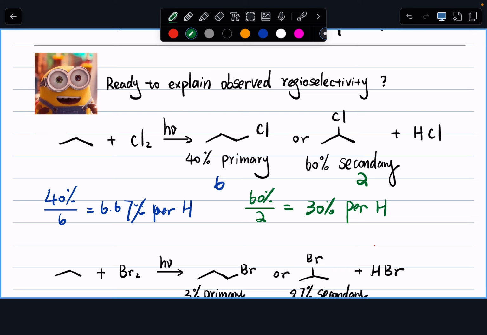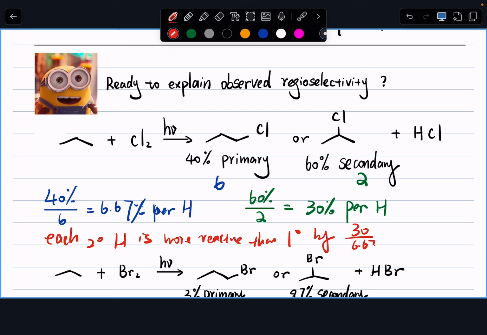Or the other way to put it is, in chlorination, each secondary hydrogen is more reactive than primary hydrogen by about, well, 30 divided by 6.67, that's 4.5 times. So it sort of fits our expectation, right? We're thinking about in chlorination, the secondary radical is more stable than the primary radical by about 3 kilocal per mole. So maybe it's only thermodynamics.